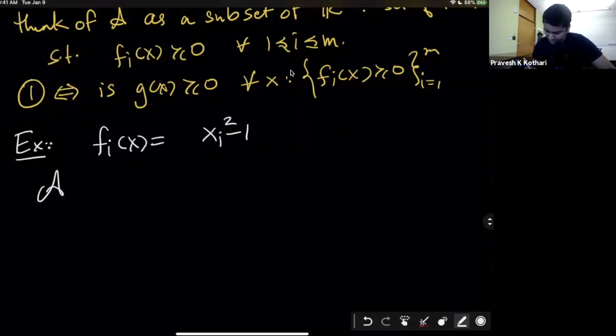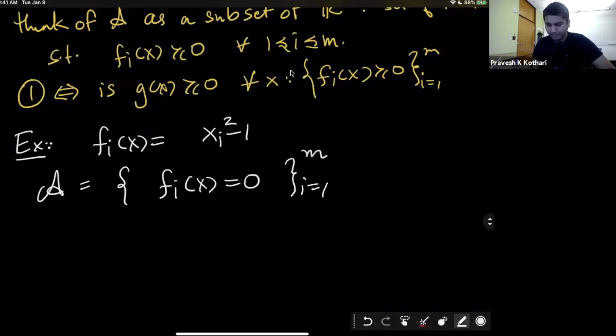And now consider the set f_i(x) = 0 for all i from 1 through m. Well, this is not an inequality constraint, even though I wrote inequality. Can somebody unmute themselves and tell me why this is fine? Why this is a set of the form I defined above?